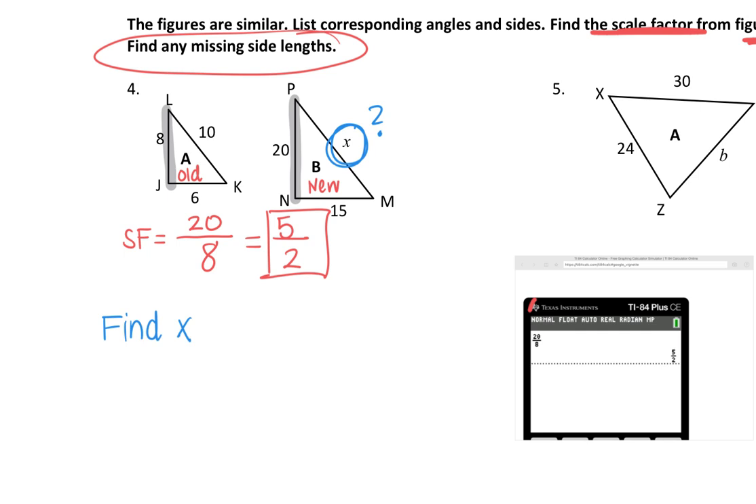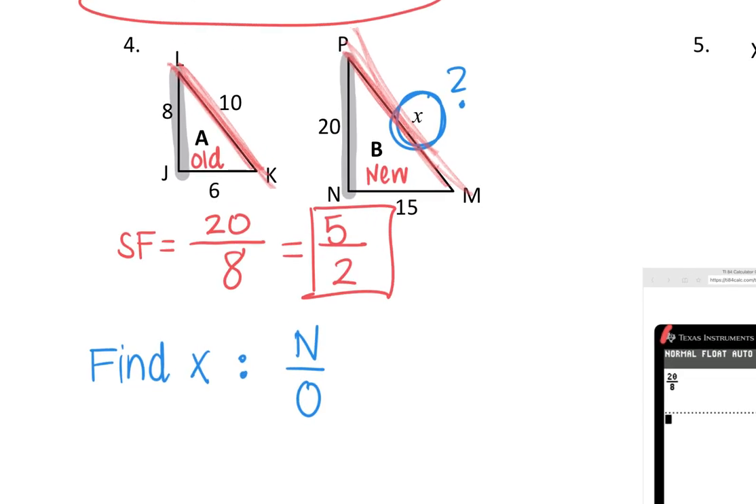So if I find X, I'm going to draw proportions. I'm going to do new side over the old side. I'm going to be using one of the sides that I already used for my scale factor, so 8 and 20. And I'm going to use one of the corresponding sides where there is the missing side. So the other one that I'm going to use is 10 and X. So LK and PM. Those are the ones that I don't have any corresponding side for. So it's new over old.